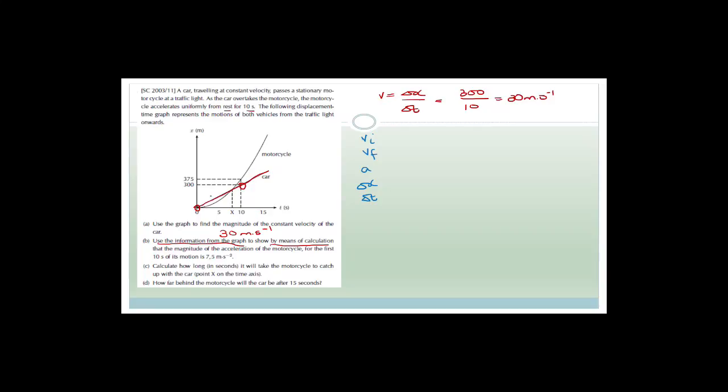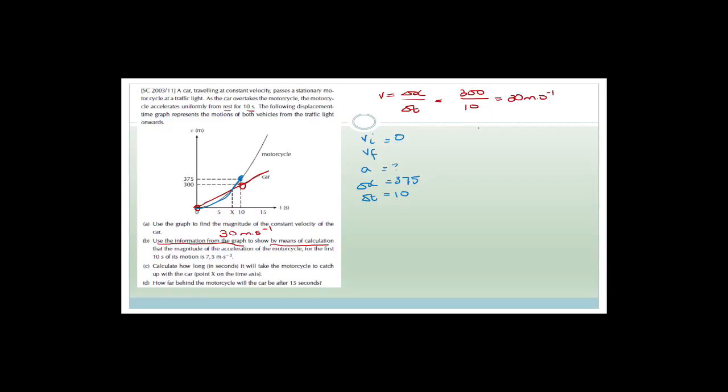Let's have a look. So do you agree that the motorcyclist, the information we have is that after 10 seconds has elapsed, its displacement is 375. Its initial velocity is zero. Okay, initial velocity is zero. We know that because it says the motorcyclist accelerates uniformly from rest for 10 seconds. Okay, so we want to work out the acceleration.